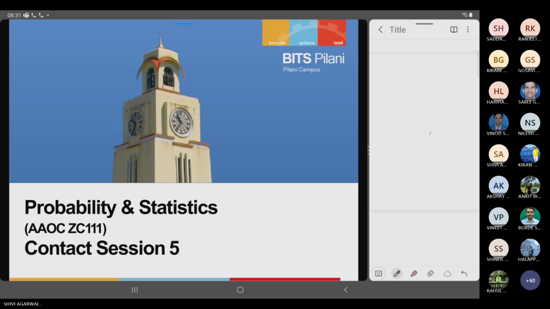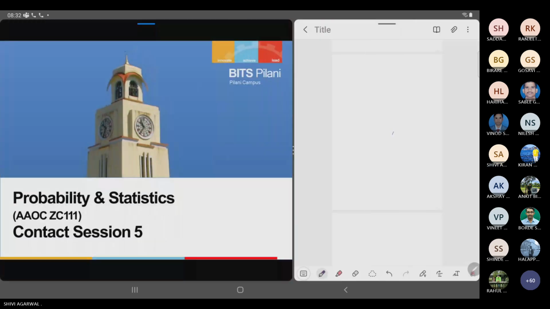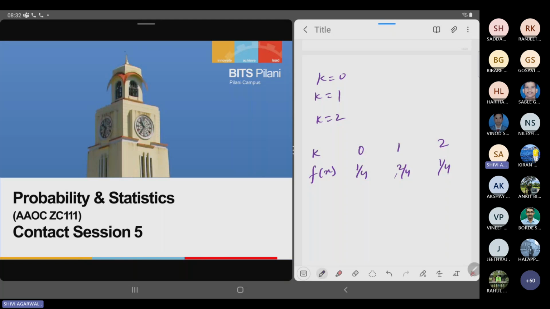Okay. So when we are talking about the coin toss, k is equal to 0, k is equal to 1, k is equal to 2. And we can write f(x) like this: for 0, 1, and 2, f(x) is 1 by 4, 2 by 4, and 1 by 4. Is it the same example?